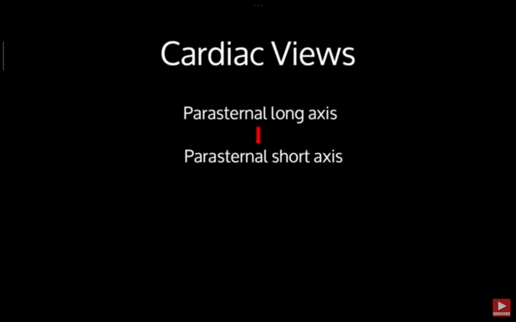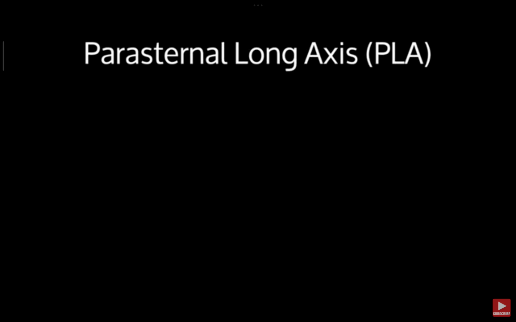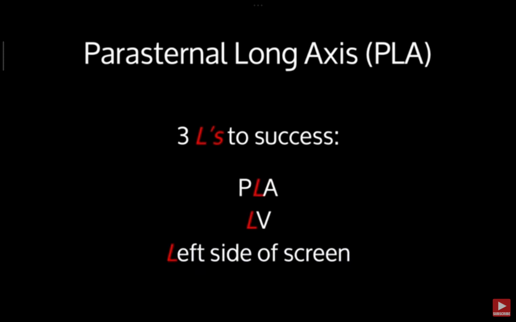We talked about the cardiac views forming a protocol that you go through each time so that you don't miss anything. Start in the parasternal long axis view, rotate 90 degrees to the parasternal short axis view, go down to the apex for the apical four-chamber view, then, assuming an overhand approach, go to the subxiphoid view. We talked about troubleshooting your image. First, check the screen indicator, then check the probe positioning. Then if that doesn't work, put the patient in a left lateral decubitus if the patient is able to do so. To remember the parasternal long axis view, remember the 3 L's of success. The parasternal long axis view should have the LV on the left side of the screen.